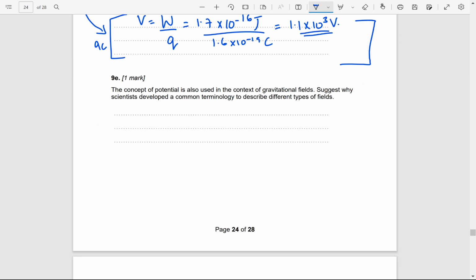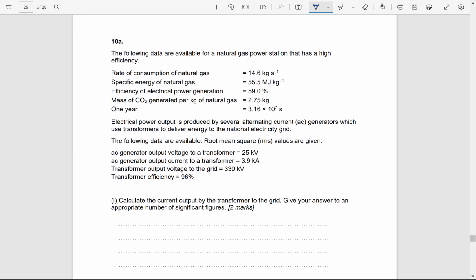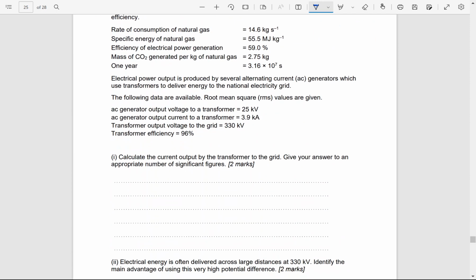9E, the concept of potential is also used in the context of gravitational fields. Suggest why they developed a common terminology. If you've got a common terminology, it's generally because there are similarities. I think that's the wording in the actual mark scheme, but it'll be similarities between different situations of the same thing. So we are talking about fields, between different fields. Okay, so it's to do with similarities. That's why we develop common terminology.